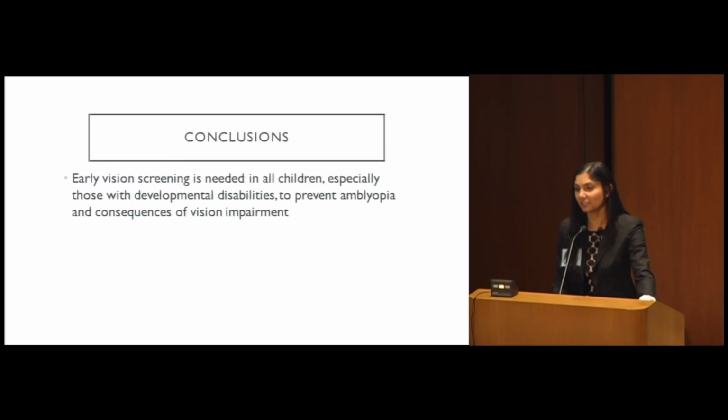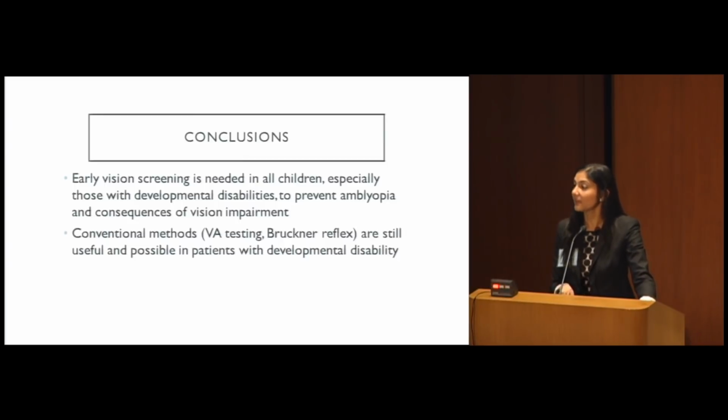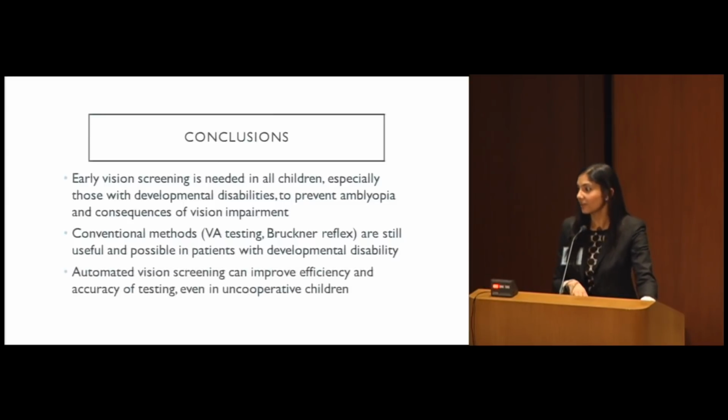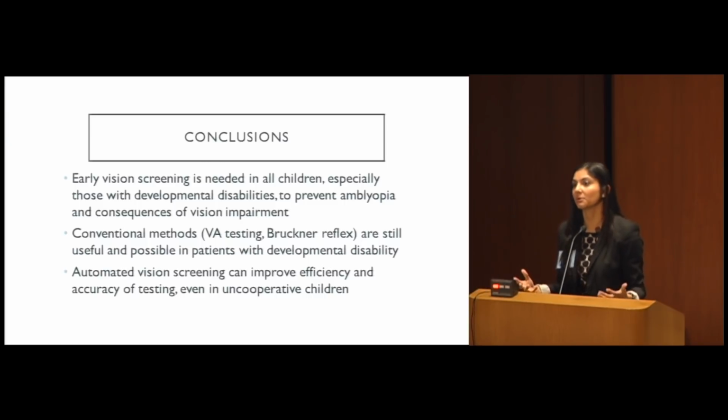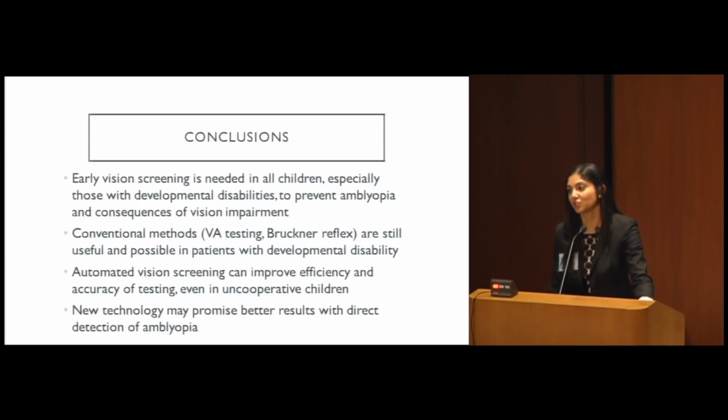So, in conclusion, early vision screening is needed for all pediatric patients, especially those with developmental disabilities. Conventional methods, such as visual acuity testing and Bruckner reflex, are still very, very viable options in this population and should still be trusted. However, to make our screening more efficient for the general population from a public health standpoint, automated vision testing can improve our efficiency. And finally, newer technology can potentially provide better results.